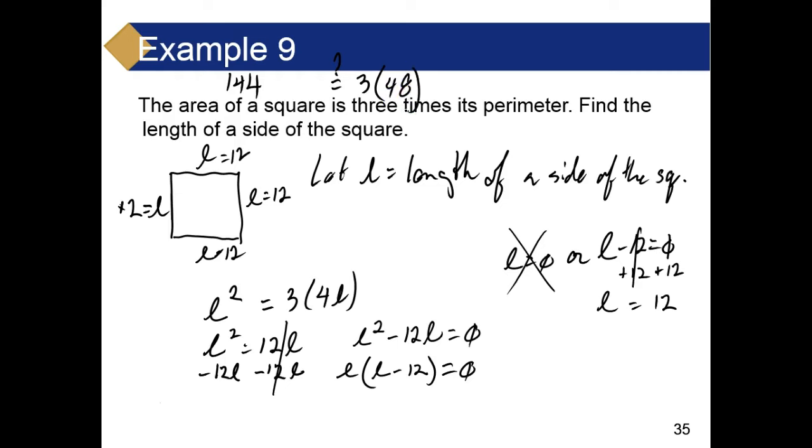3 times 48 is 144, isn't it? Sure enough, that's right. I said I didn't like the problem because that's not quite true.